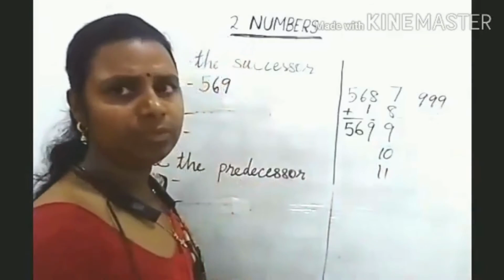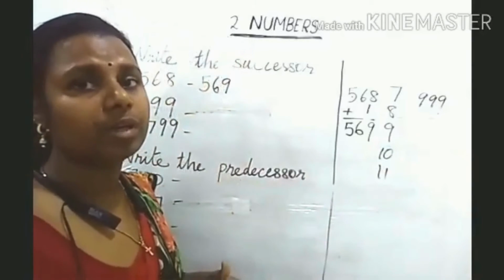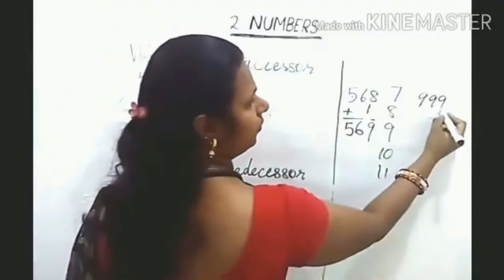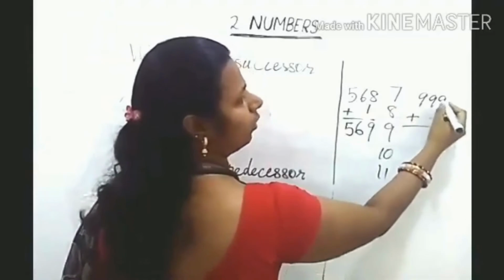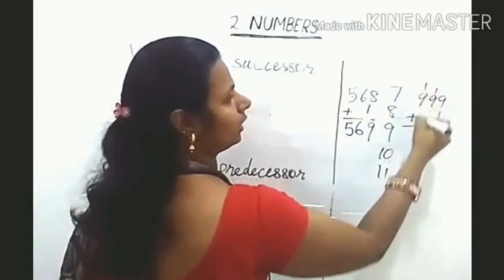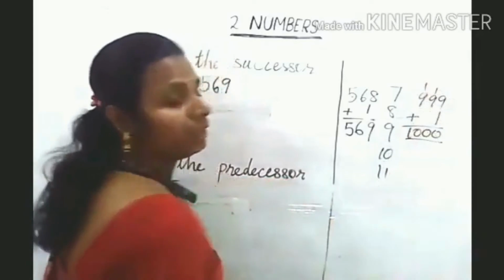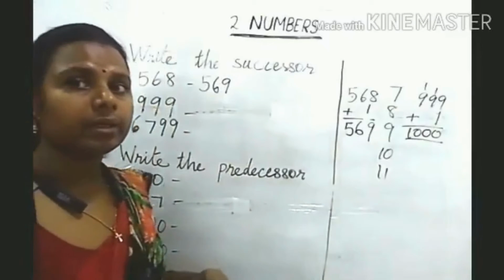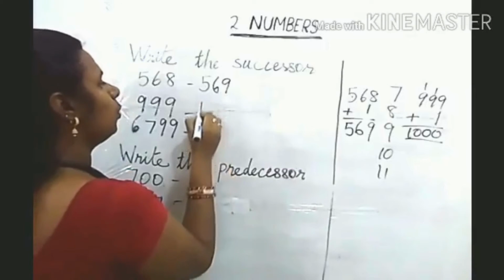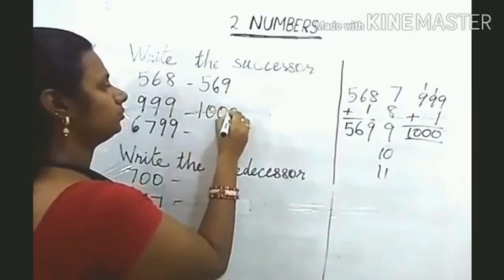Now we'll take the next one, 999. We are going to find the successor of 999. So let us add one. 9 plus 1 is 10, 0, 1 carry, then again 0, 1 carry, 10. What is that number? 1000. Successor of 999 is 1000.